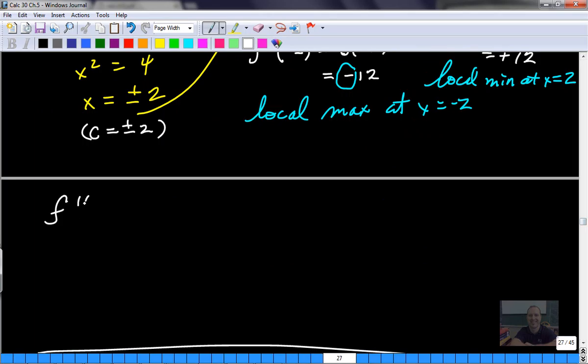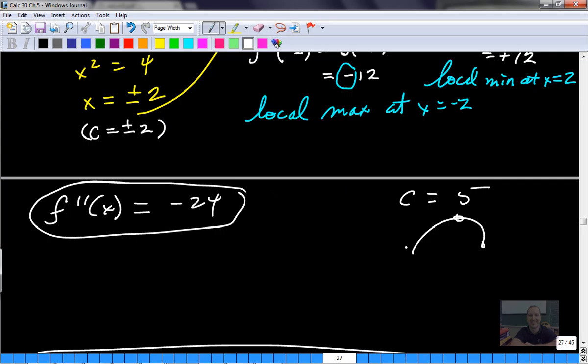Okay, if your f double prime of x is like negative 24, something like that, if it's a constant, that means it's concave down all the time. So if you have a critical number equaling 5, well, it's concave down all the time. So 5 is going to be a local max, and you're only going to have one local max, right? And if you have a parabola, okay, a quadratic, your second derivative is going to be a constant, because a quadratic only has one concavity over the entire domain.